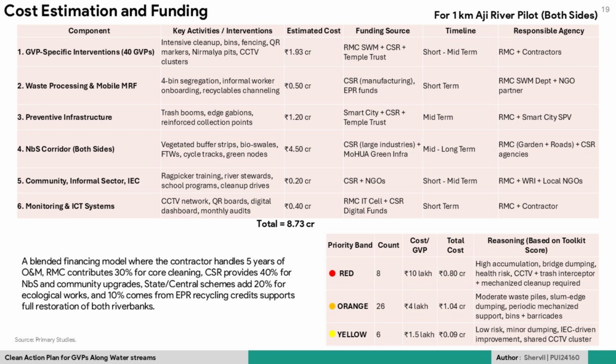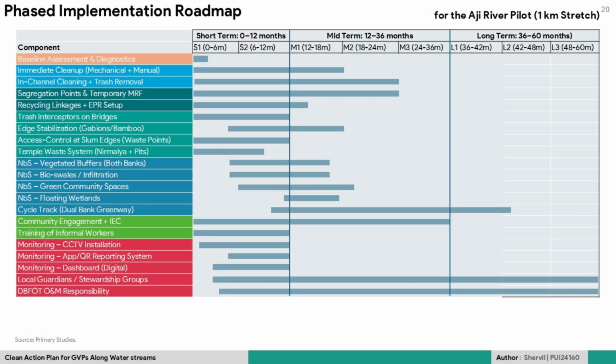A blended financial model combines RMC funding, CSR partnership, state and central schemes, EPR credits, and 5-year DBFOT based O&M by the contractor. The implementation follows short, medium, and long term phases, beginning with rapid cleanup and control, followed by NBS and greenway development, and evolving into a structured 5-year O&M cycle.